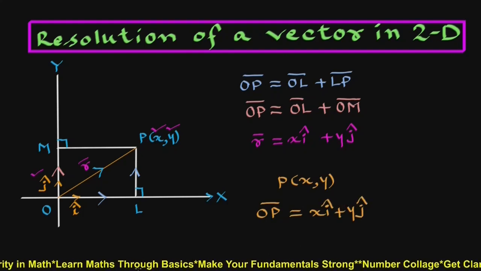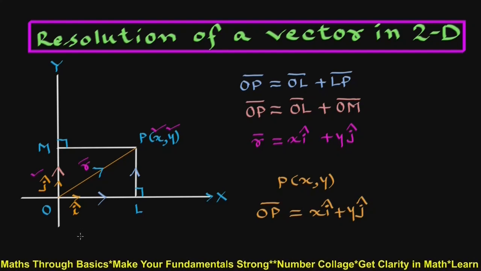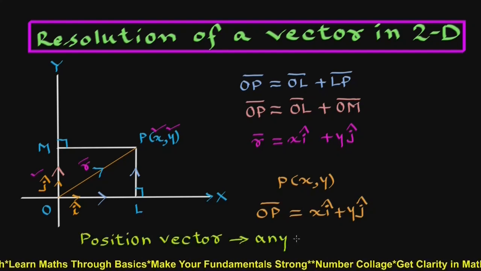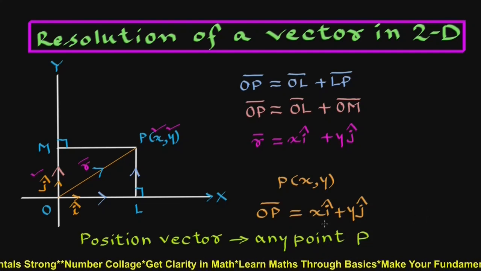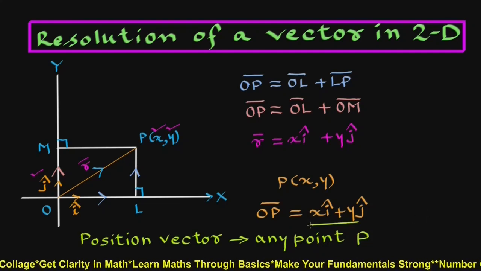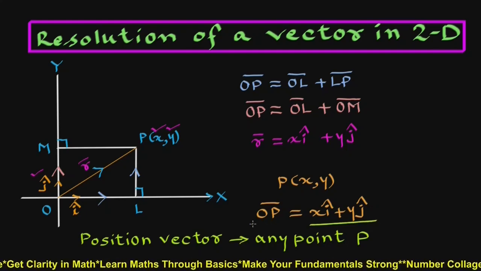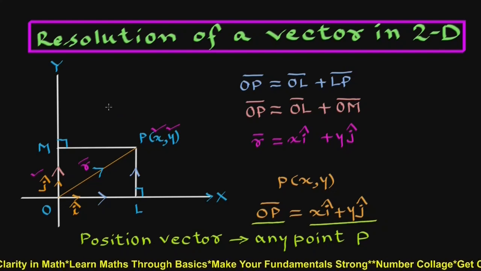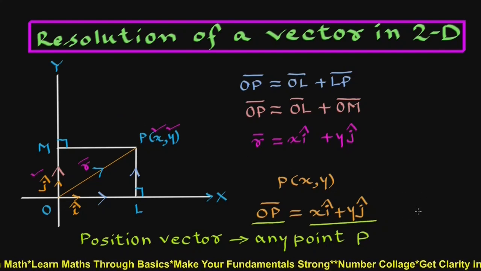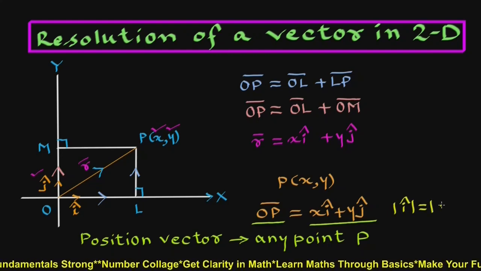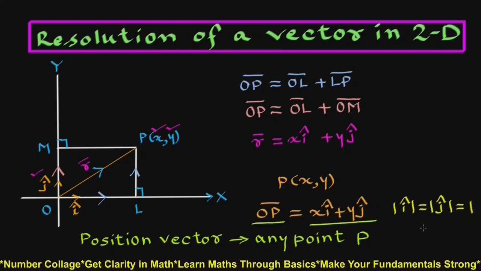In short, what we understand here is we can express position vector of any point P in terms of unit vectors i cap and j cap along x-axis and y-axis respectively. Unit vector, as we know, is any vector with magnitude 1. So here mod i cap is same as mod j cap equals 1.